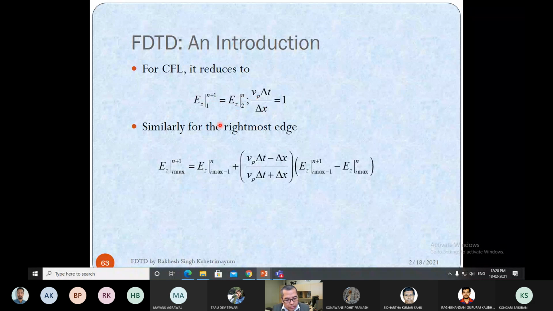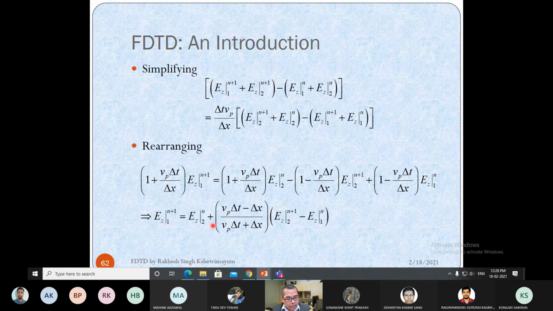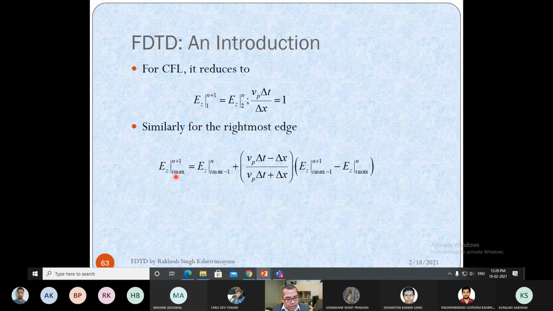Similarly, you can also do it for the rightmost. This was for the leftmost, with 1 and 2. For the rightmost, you'll have Ez at n plus 1 at Imax equal to Ez at n at Imax minus 1. It is the same equation, except that these terms should be at Imax and Imax minus 1. So if you use this update equation, you can absorb the wave at the boundary.